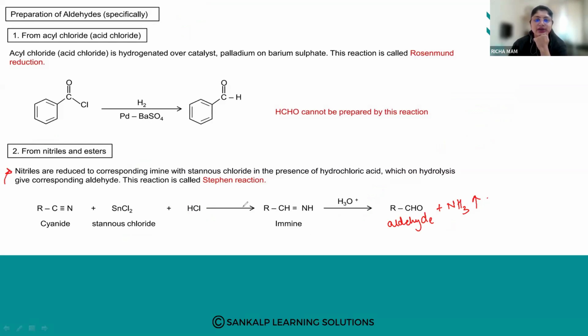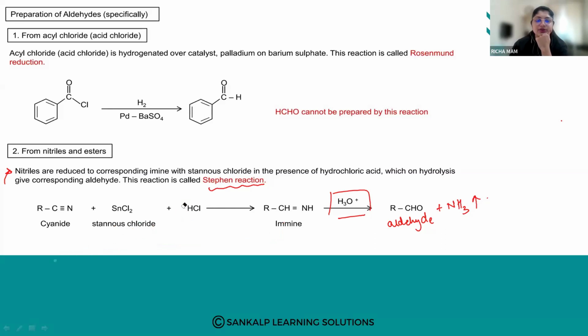This name reaction is called the Stephen reaction. They can ask you to explain the Stephen reaction with a general mechanism or reaction, or give an example. So you have to explain: nitriles are reduced to corresponding imines by treating with stannous chloride in the presence of hydrochloric acid, which undergoes hydrolysis to give aldehydes. This is called the Stephen reaction.